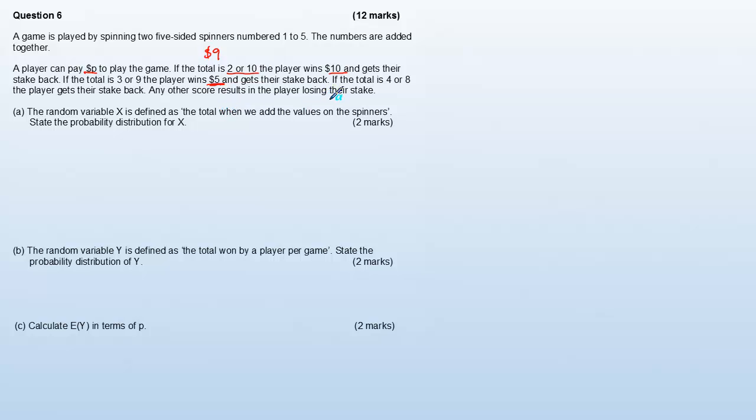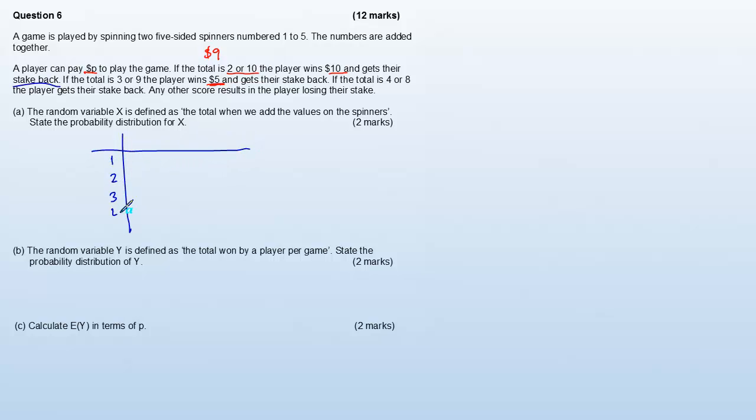So if the total is 4 or 8, the player gets their stake back. Any other score results in a player losing their stake. Now this getting the stake back really caused a lot of problems. But let's start off with the spinners.